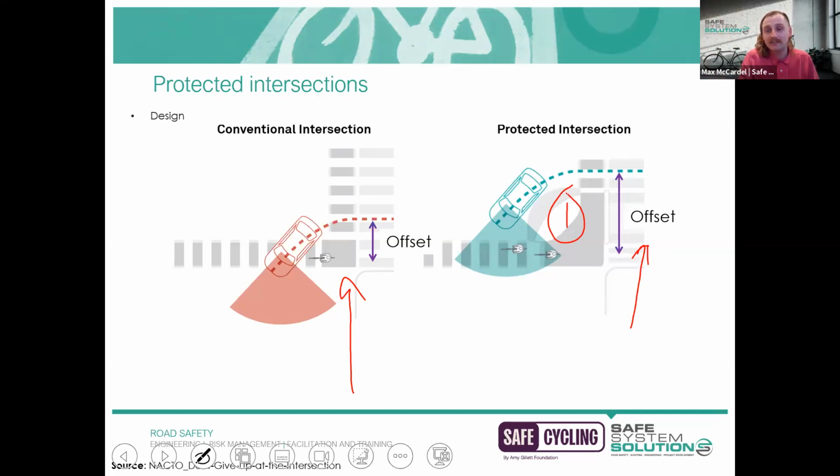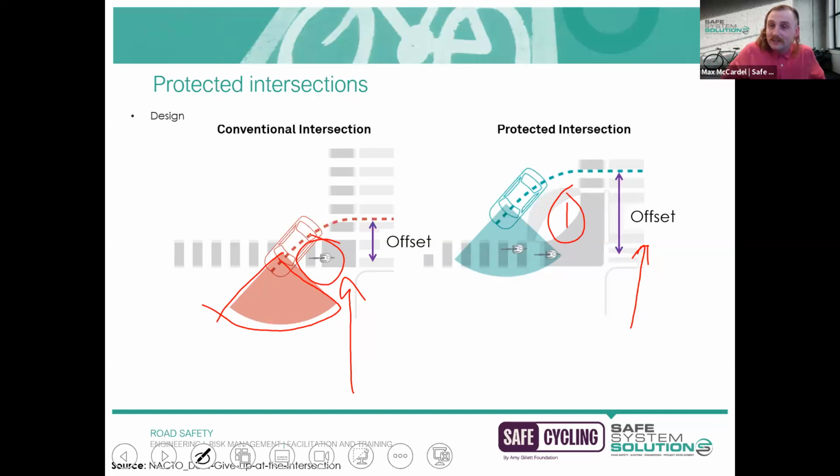So if there is a cyclist that you happen to see, you've got better ability to slam on the brakes and hopefully avoid a collision. The other thing is, as you can see in these two little shaded triangle shaped areas in the conventional intersection, a driver's line of sight is not necessarily focused on where that cyclist may be.